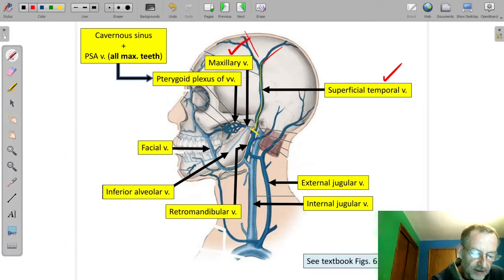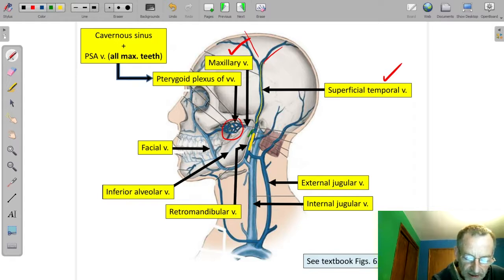So the maxillary vein is a little bit hard to see, but it's running from this pterygoid plexus over to the connection with the superficial temporal. So the maxillary artery is right in here. So that's the maxillary artery. I'm going to erase that. And then we have the retromandibular vein.